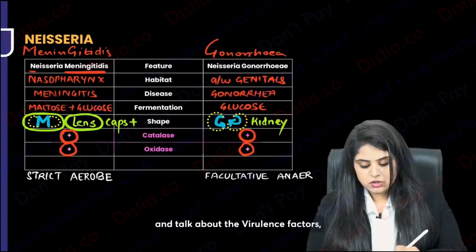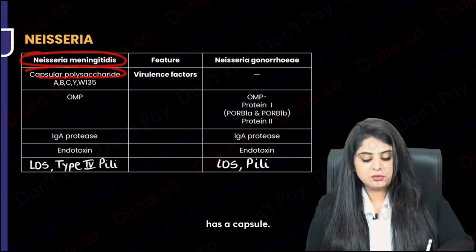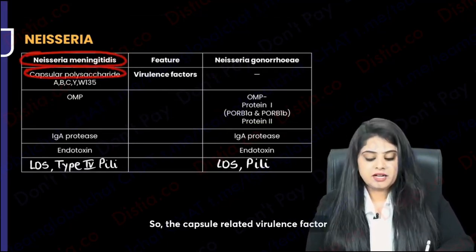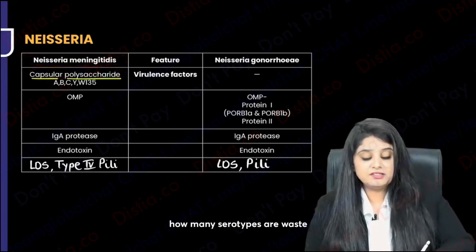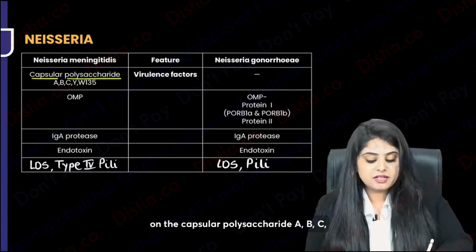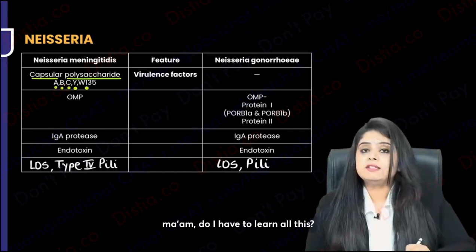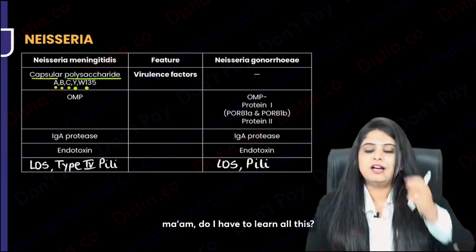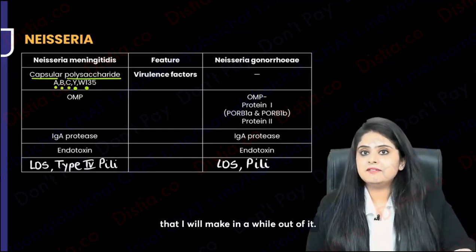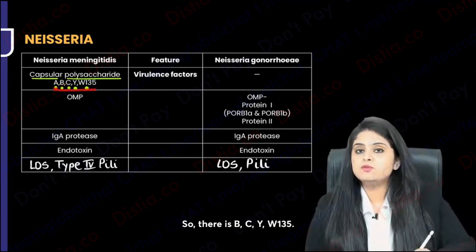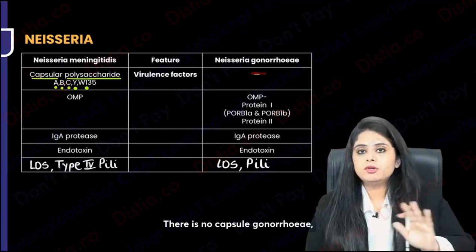Okay, let's move forward and talk about their virulence factors. I just told you that Neisseria meningitidis has a capsule. So the capsule-related virulence factor is going to be in meningitidis and not in gonorrhoeae. And which capsular polysaccharide, how many serotypes are based on the capsular polysaccharide? A, B, C, Y, W135. Ma'am, do I have to learn all this? Yes, here you will have to learn a little, because there's going to be a vaccine that I'll make in a while out of it. Okay, so there is A, B, C, Y, W135. These are the serotypes on the basis of the capsule. There's no capsule in gonorrhoeae, no types over there.